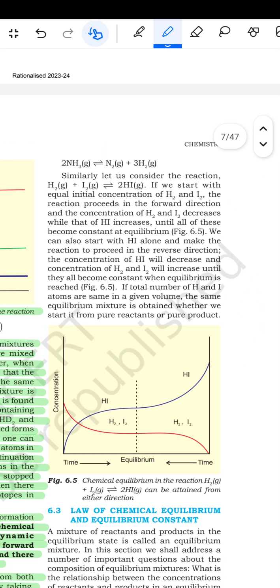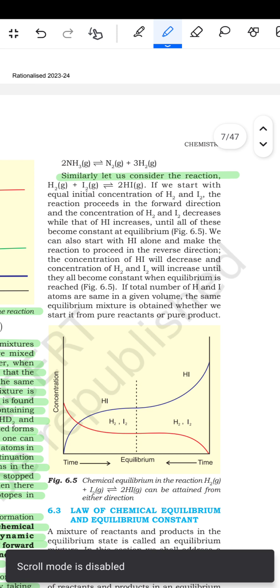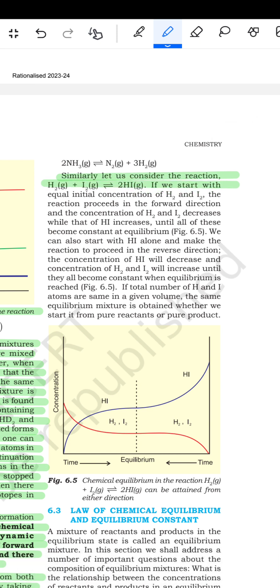Similarly, let us consider the reaction H2 + I2 ⇌ 2HI. If we start with equal concentrations of H2 and I2, the reaction proceeds in the forward direction and the concentrations of H2 and I2 decrease while that of HI increases until all of these become constant at equilibrium. We can also start with HI alone and make the reaction proceed in the reverse direction. The concentration of HI will decrease and the concentrations of H2 and I2 will increase until they all become constant when equilibrium is reached.